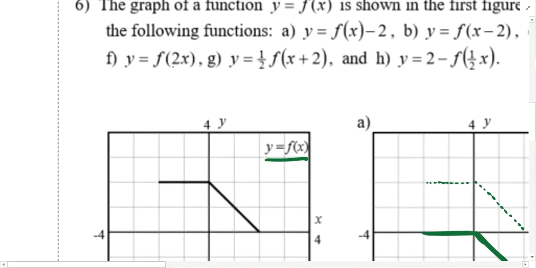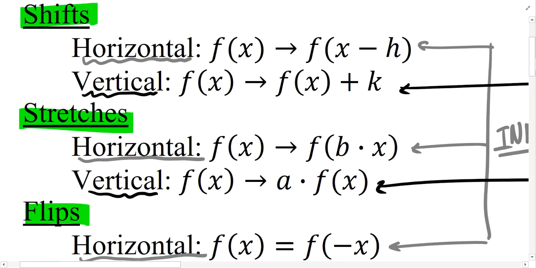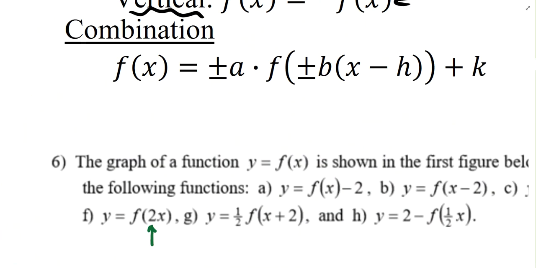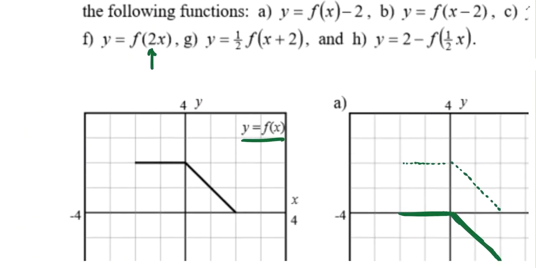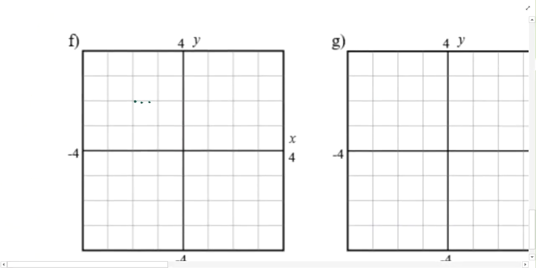Part F does have a multiplication on the interior, so 2x. But here again, anytime that we make a change on the interior of our grouping symbol, we need to think the opposite. So the opposite of stretching this wider is going to be making it narrower. So for part F, while our original sketch would have looked something like this, the b value of 2 will make this sketch half as wide. So again, I'll consider my key data points.